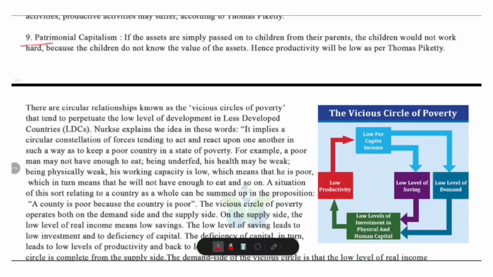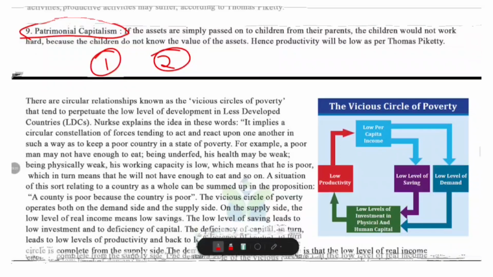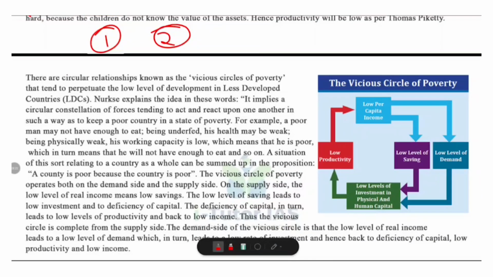Then, ninth, patrimonial capitalism. Patrimonial capitalism refers to an economy where wealth is mostly inherited rather than earned. When assets like land, property, or businesses are simply passed from parents to children, two problems arise. First, children may not value the inherited assets, so they don't work hard. Then, productivity falls because effort and innovation reduce. Piketty warns that such a system widens inequality and slows long-term development.